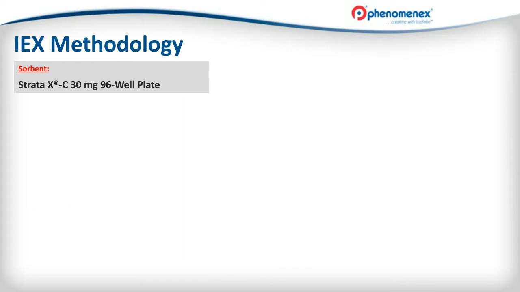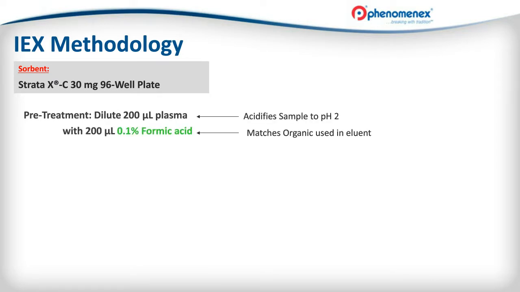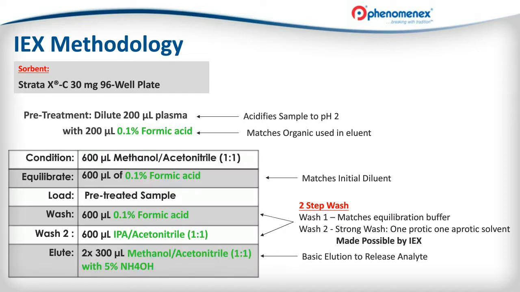So the next part, ion exchange methodology. This is where everything comes full circle now. So 200 microliters of plasma, 200 microliters of formic acid. Remember, we want to ionize our compound of interest. And then this is the full method.